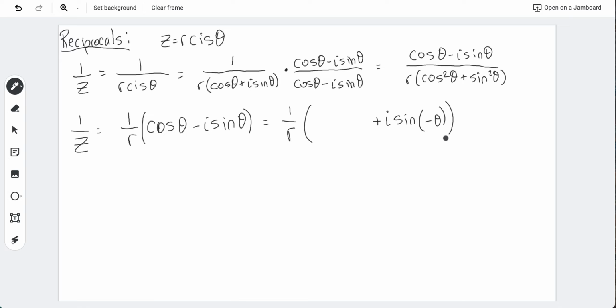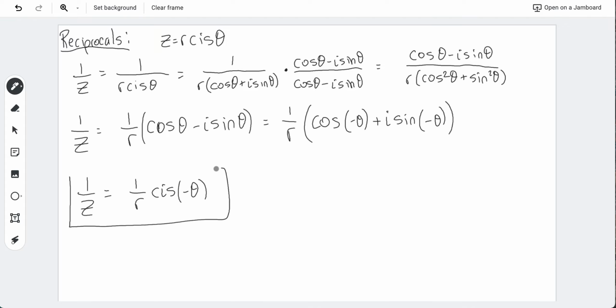But if I do that, I need my cosine to have the same argument, right? If I'm doing cis theta, I can't have sine and cosine of different arguments. So that means cosine needs to have a negative theta inside. And luckily, cosine is an even function. So I can just add a negative inside of the cosine, and it doesn't change anything. I can just write this as cosine of negative theta, right? And these two statements are equivalent, which means that now I get to say that 1 over z is equal to 1 over r times cis of negative theta. There you go. So that's a reciprocal of a complex number.